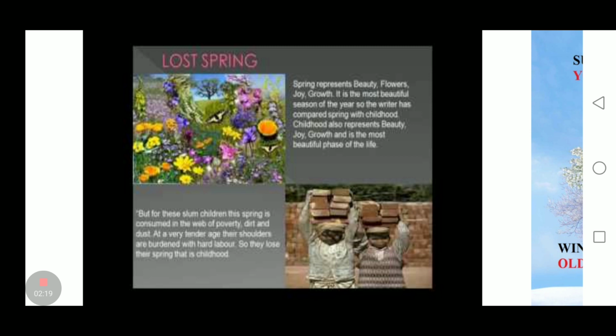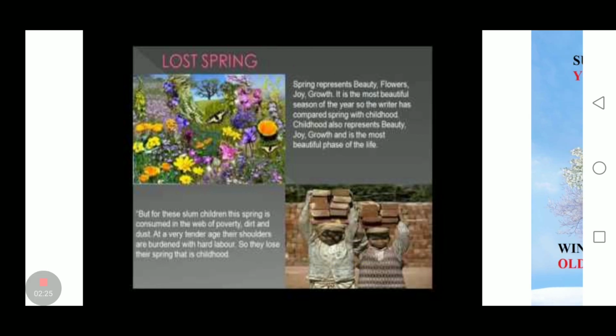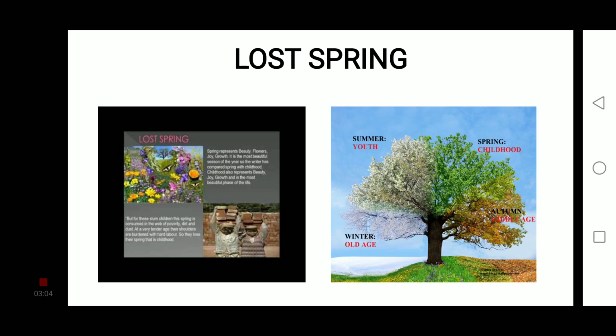But these children are slum children. For these slum children, their spring is consumed in the web of poverty, dirt, and dust. At a very tender age, their shoulders are burdened with hard labor, so they lose their spring, that is their childhood. So, in the present chapter, the writer Anis Jung has tried to show the similarity between the spring season and childhood, but that spring, that childhood, is lost under the web of poverty and child labor. So I hope this is clear to you. Now I should move ahead.